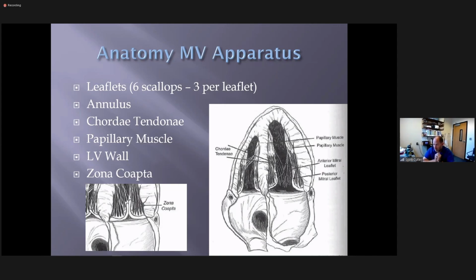And then what is the zona coapta again? That's the area where it actually closes together. So that's the zone of closure, essentially. That should be pretty familiar at this point.